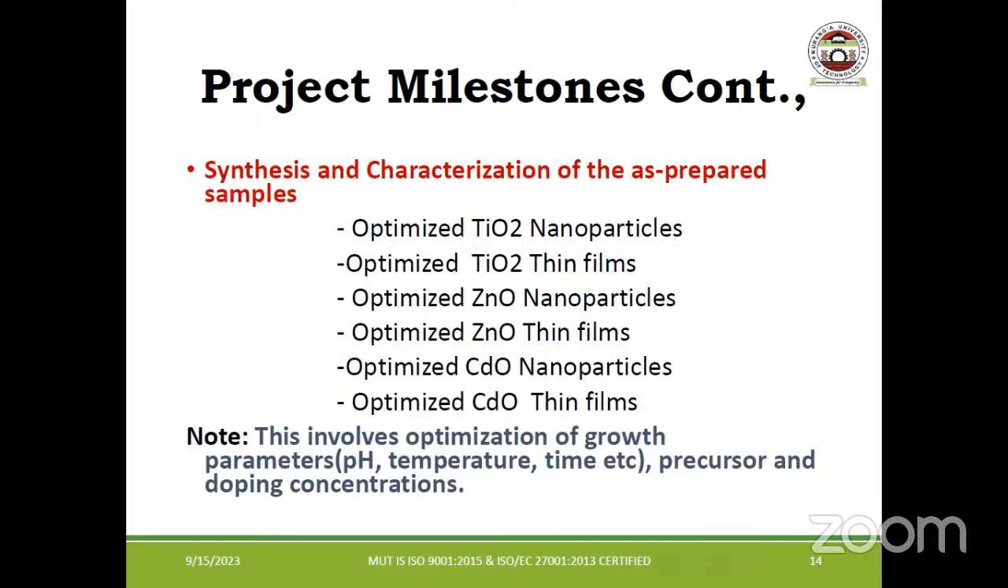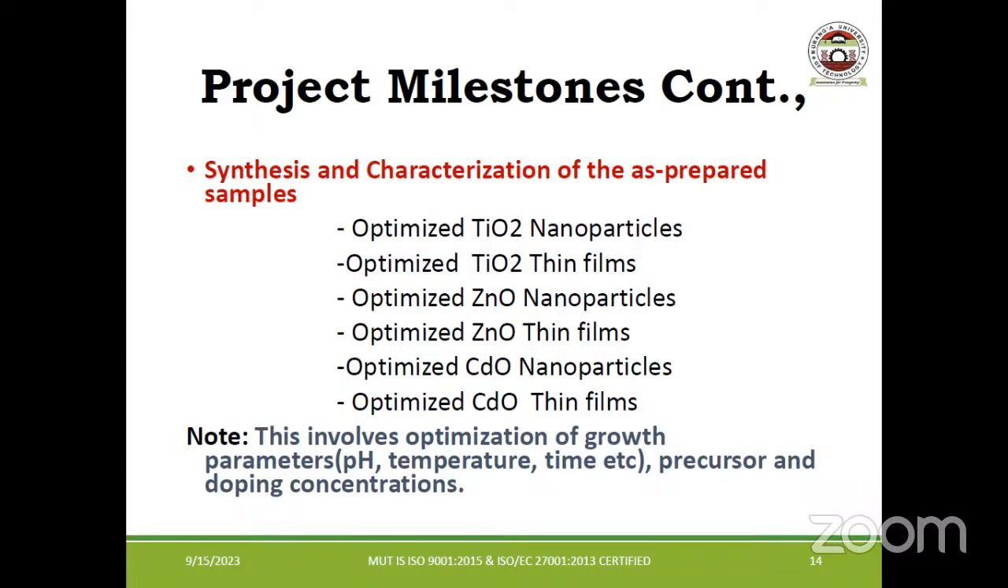Synthesis and characterization is still on the project milestones. We have managed to optimize the nanoparticles. Remember, in this research, we first of all grow the nanoparticles, and then after growing the nanoparticles, we deposit them to form a thin film which can be used in fabrication of the solar cell.